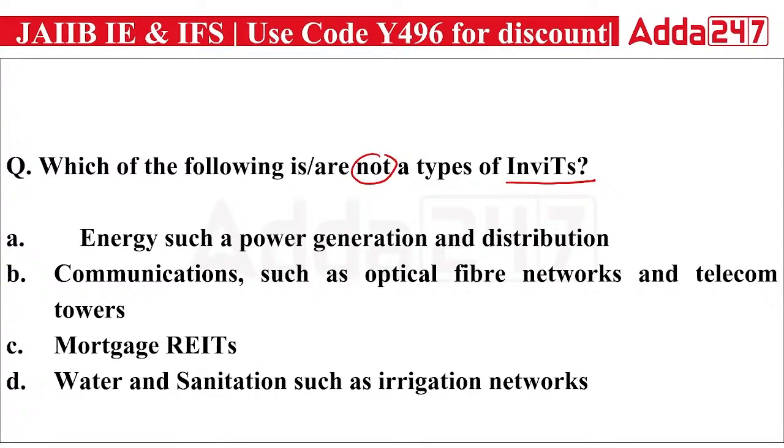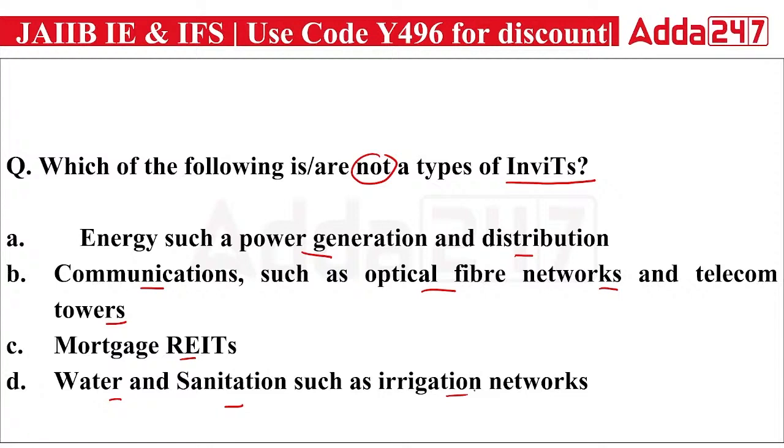So when it comes to InVITs, it's an infrastructure investment trust. In the infrastructure trust, we have a certain number of types which cover infrastructure. Out of these options, you have to tell which of the following is not a type of InVIT. First is energy, such as power generation and distribution. Second, communication, such as optical fiber networks and telecom towers. Third is mortgage REITs, and fourth is water sanitation, such as irrigation.